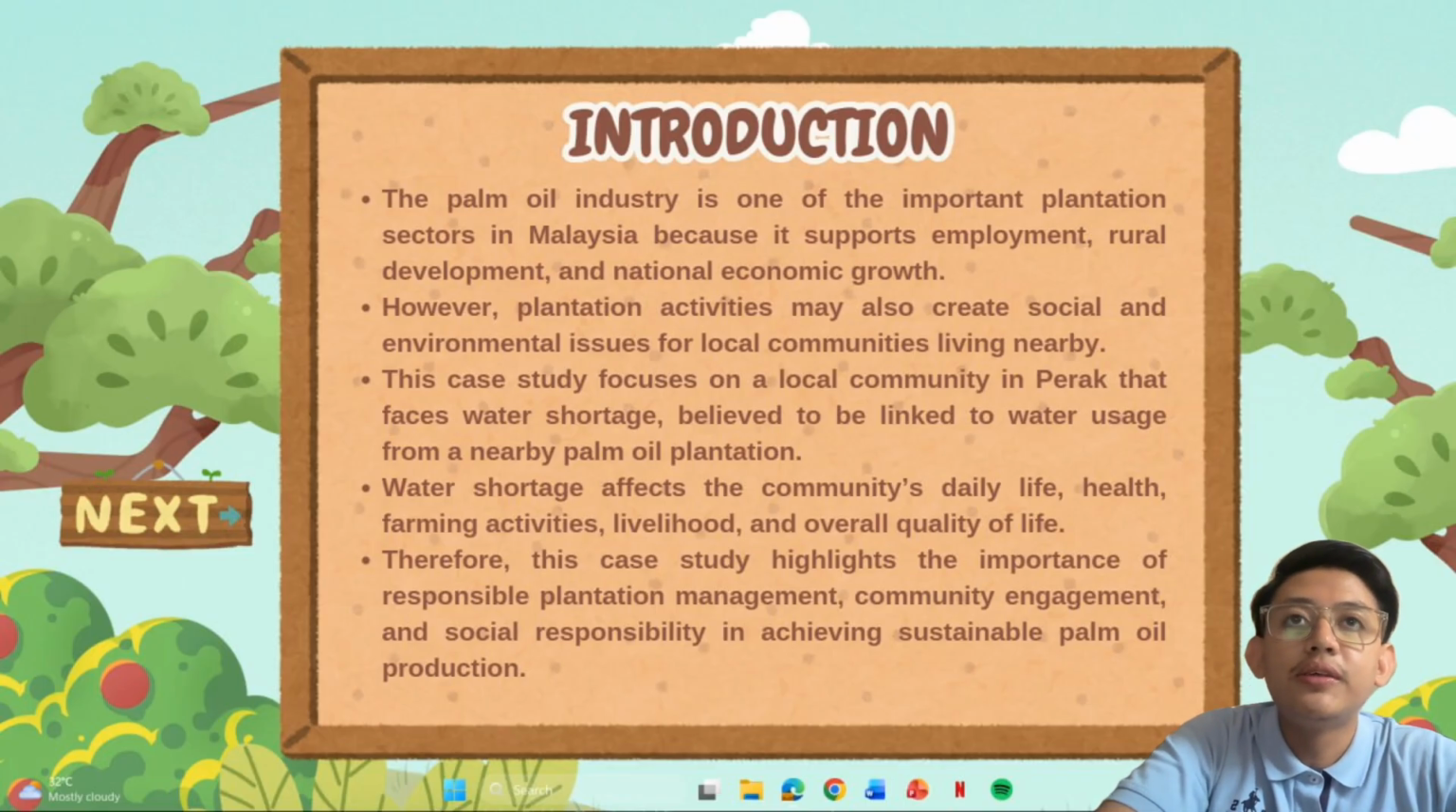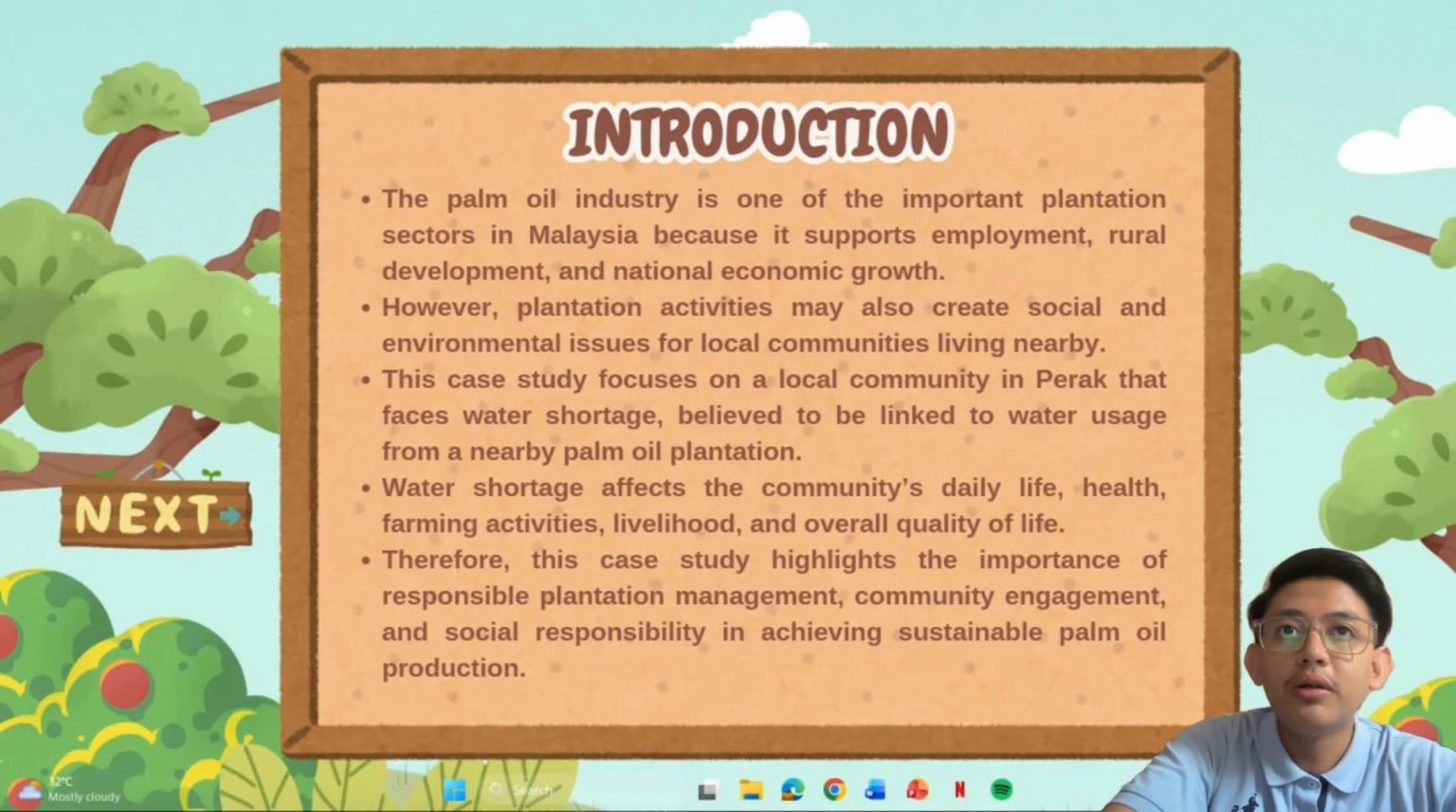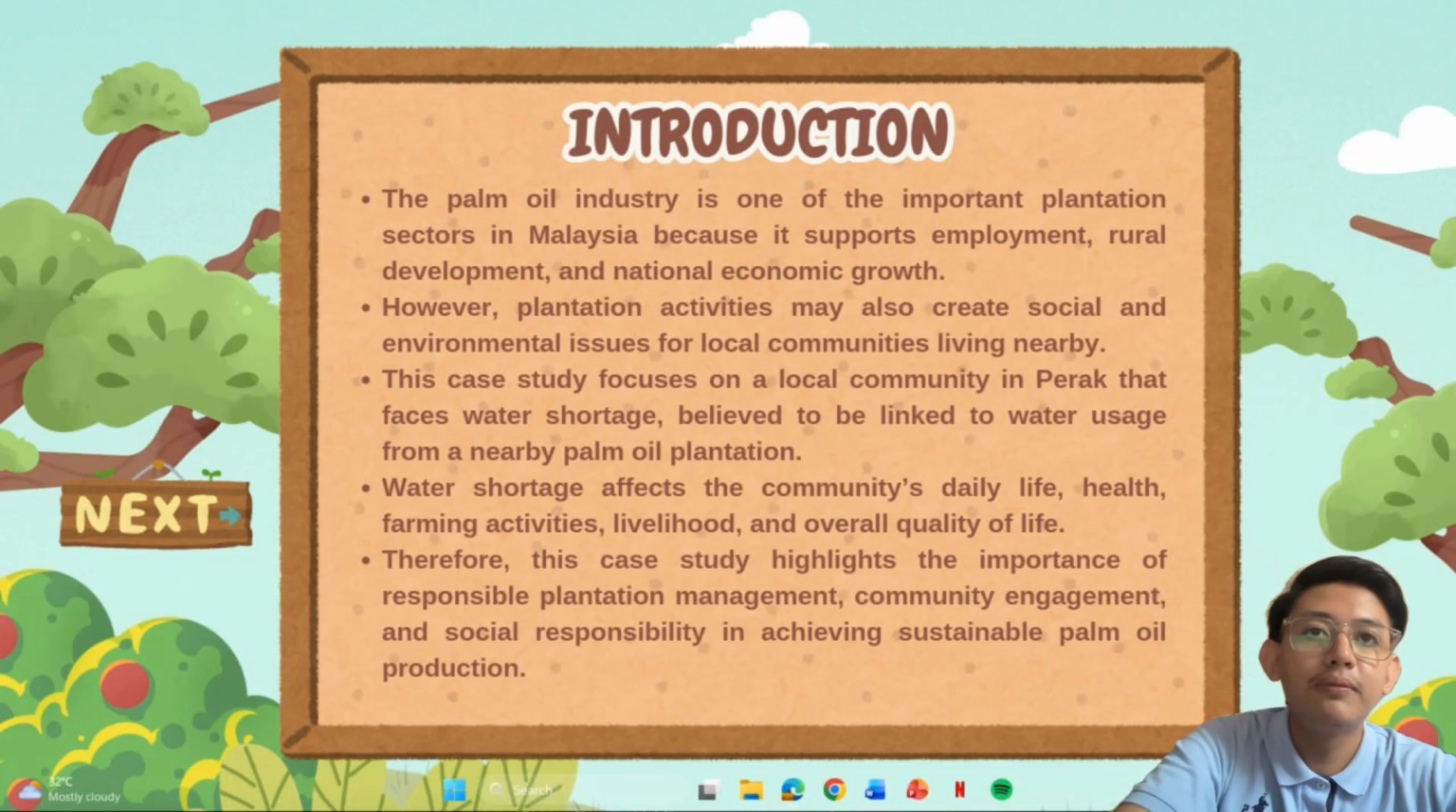The palm oil industry is one of the important plantation sectors in Malaysia because it supports employment, rural development and national economic growth. However, plantation activity may also create social and environmental issues for local communities living nearby. This case study focuses on a local community in Perak that faced water shortage believed to be linked to water usage from a nearby palm oil plantation. The water shortage affects the community's daily life, health, farming activity, livelihood and overall quality of life. Therefore, this case study highlights the importance of responsible plantation management, community engagement and social responsibility in achieving sustainable palm oil production.